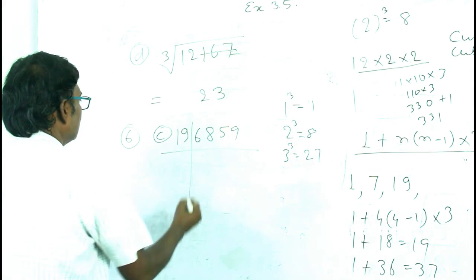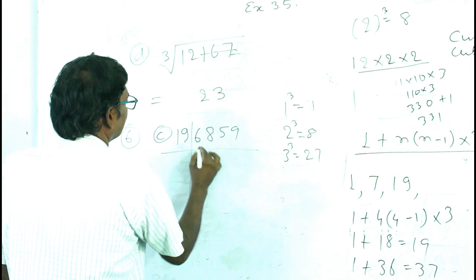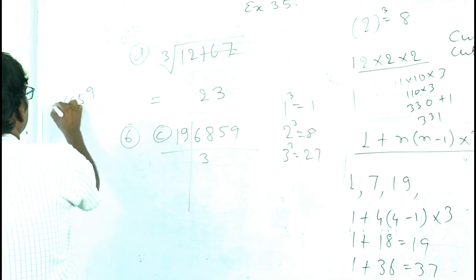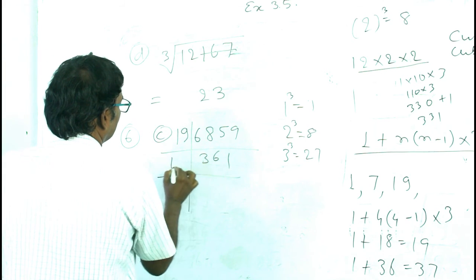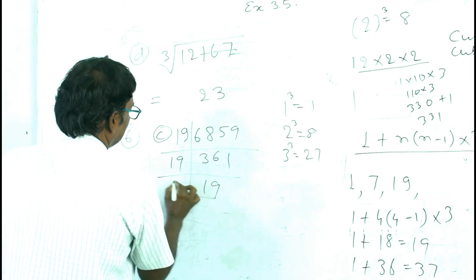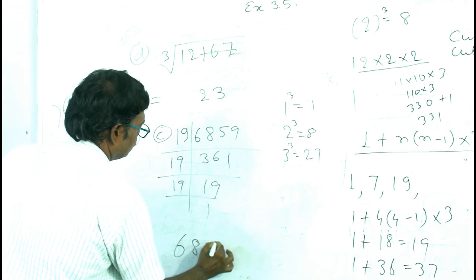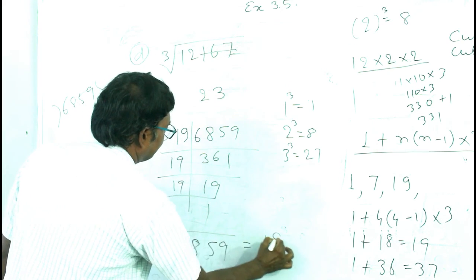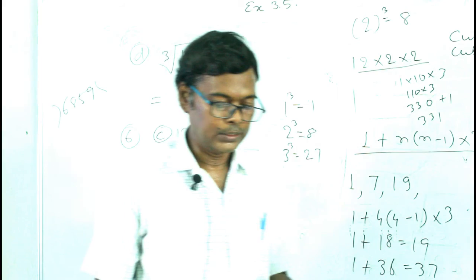19 3s are 57. So you will divide 6859 by 19. It will be actually 361. And again it will be 19, and then again 19, then 1. So the cube root of 6859 is equal to 19. Okay, this is the method of prime factorization.